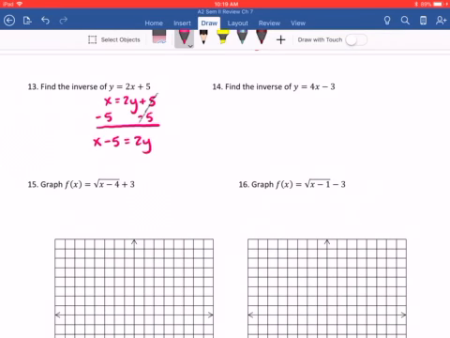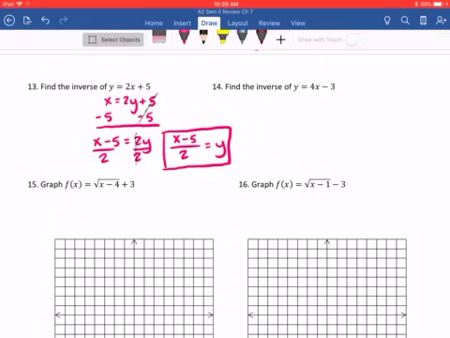And now the last step we can see here to get y by itself would just be to divide everything by 2. So these 2's cancel out, and I'm just going to leave this as x minus 5 all over 2 equals y. So that would be the inverse function of y equals 2x plus 5. All right, so I'll leave 14 for you for some practice.